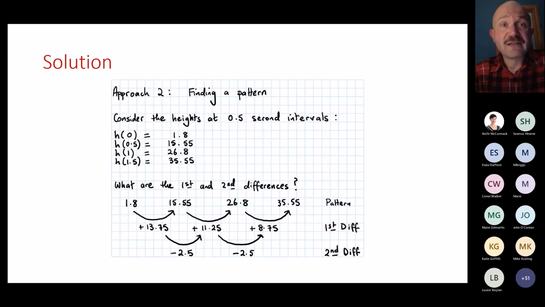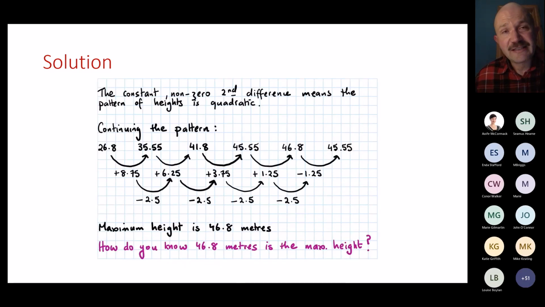So a second approach that might be encouraged would be finding a pattern. If, using the function for height, students were to look, for example, at the first few heights separated by half-second intervals, they'd recognise that the pattern of heights is not linear, because the first differences are not all the same, but the second differences are all the same and are not 0, so the pattern of heights is quadratic. That would allow students, working together, to continue this quadratic pattern to arrive at their maximum height, which you can see there is 46.8.